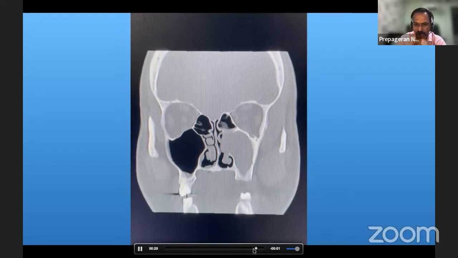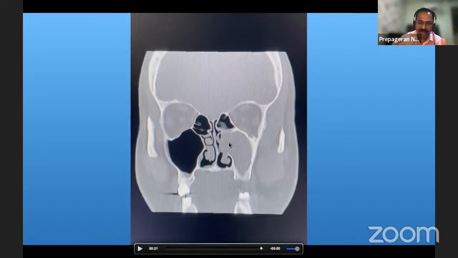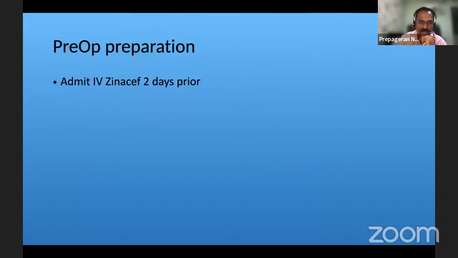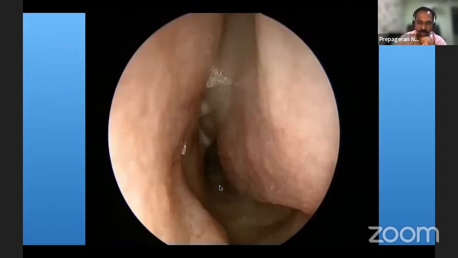This is another scan I wanted to show you. Can you see how it's bulging? If it's bulging like this, a lateral wall, that means it's under intense pressure inside. These patients will usually always bleed because they have a persistent infection. So what I did for him was, you can see the bulge very nicely in the fistula here. So I just admitted him for Zinacef, 750 milligrams, 2 days before.